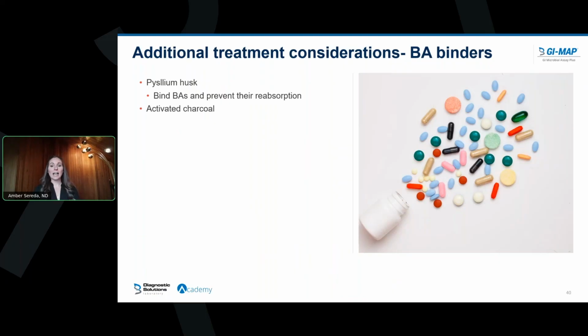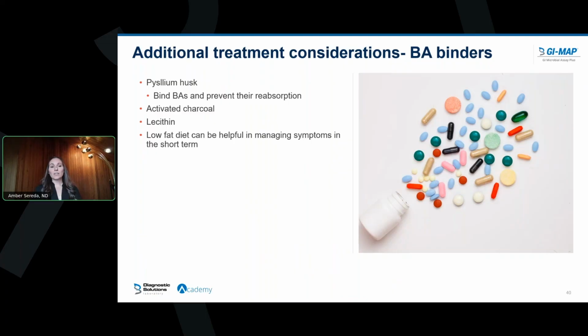Another bile acid binder is activated charcoal. And then we have lecithin. So lecithin binds bile acids indirectly. I would say the support in the literature is limited, but I do see this used clinically very successfully in some cases. So again, trialing and seeing what works.